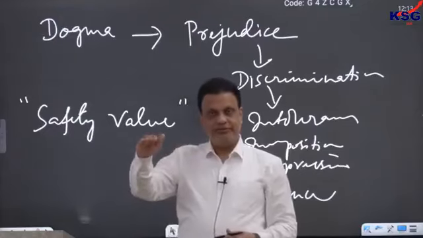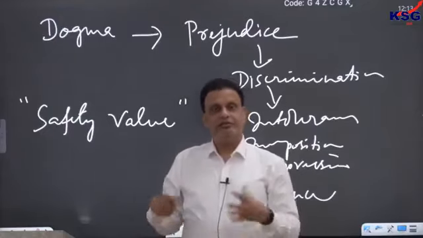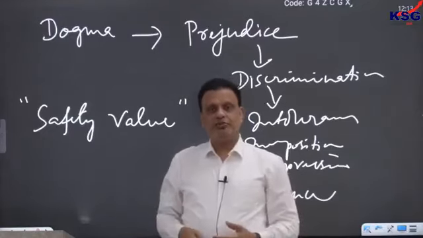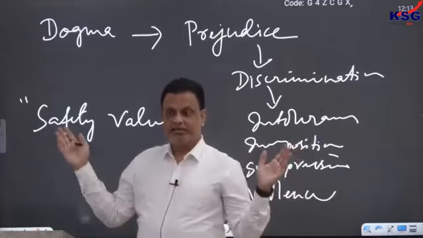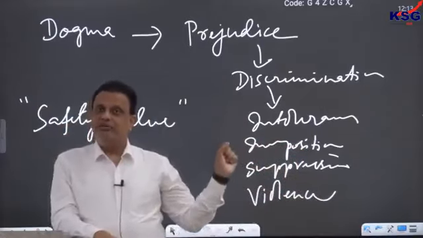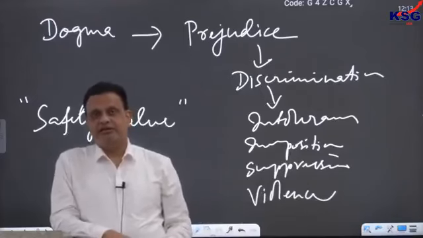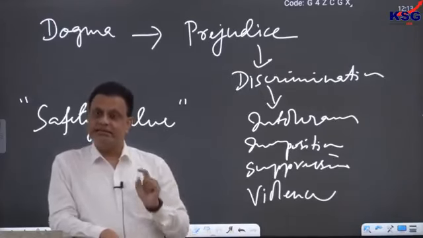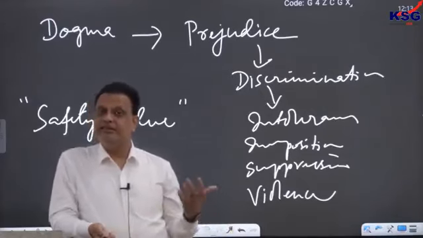If you block the safety valve, what will happen? Well, pressure will keep on building up, and at one point of time it can blast as an explosion, and that can have a serious consequence. Many people may die, many accidents may happen because of that. So dissent is like that. Dissent allows our energy to be released in a peaceful manner.